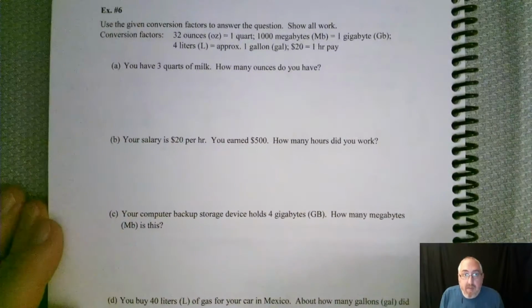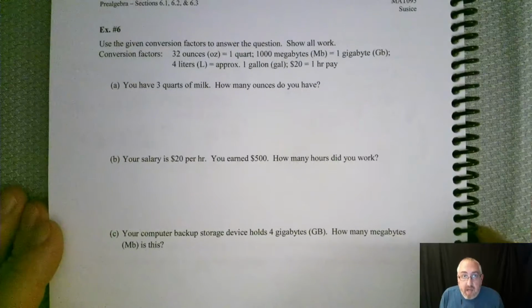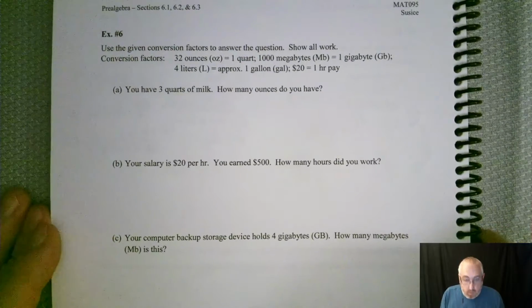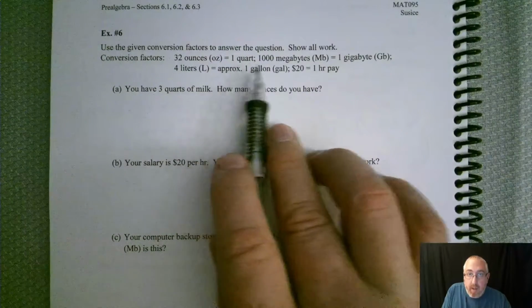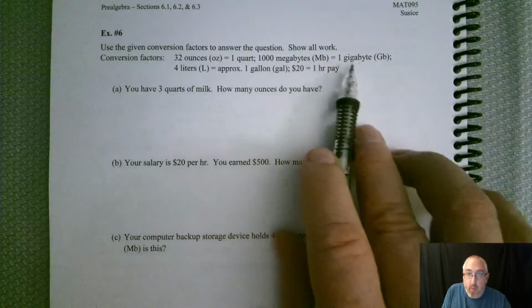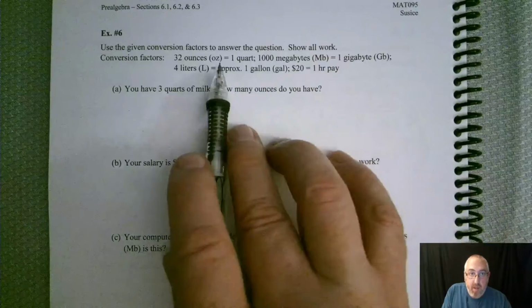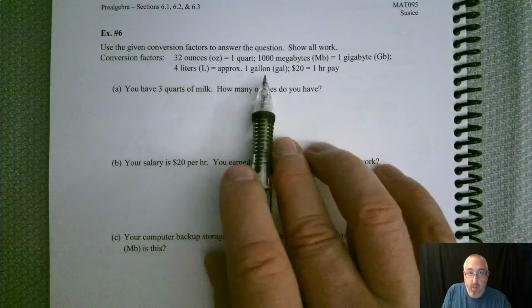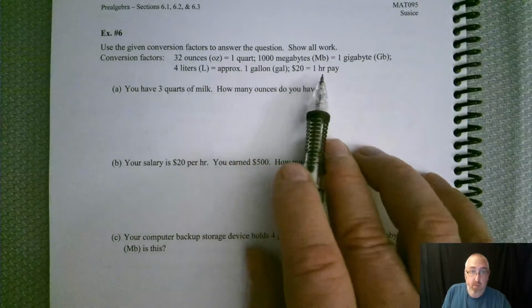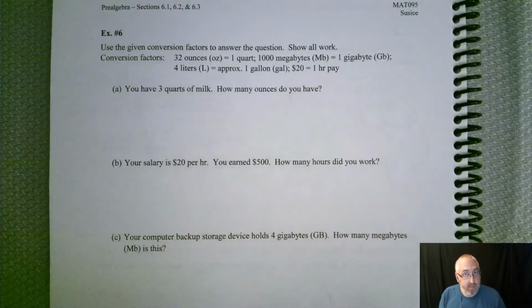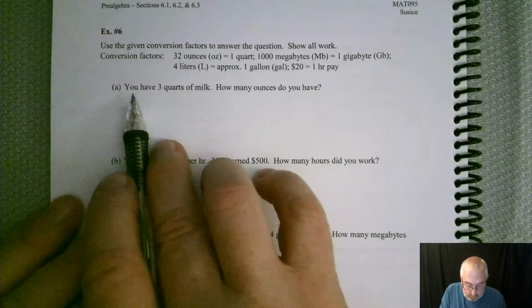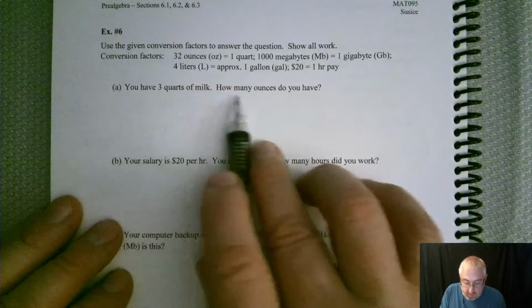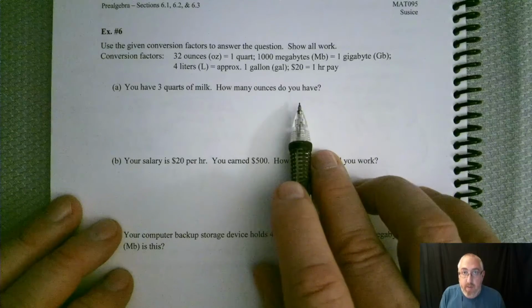All right, so we have some conversion factors that are given to us. So 32 ounces is equal to 1 quart. 1,000 megabytes is equal to 1 gigabyte. 4 liters is approximately 1 gallon. $20 equals 1 hour of pay, at least in this case. Not everywhere, luckily, or unluckily, rather. So, well, if we have 3 quarts of milk, how many ounces do you have?